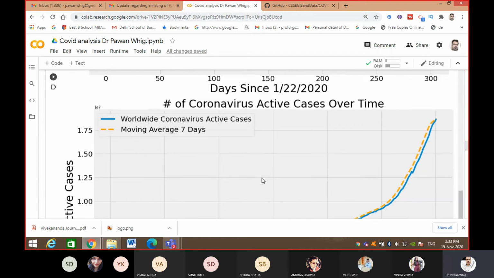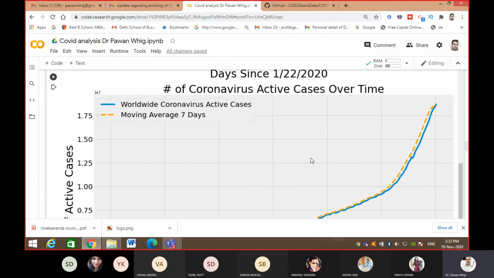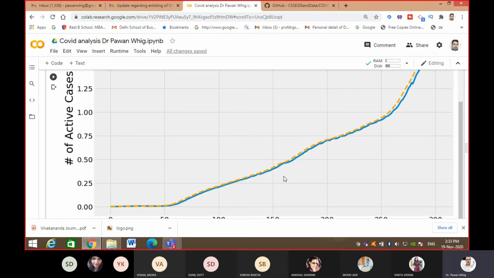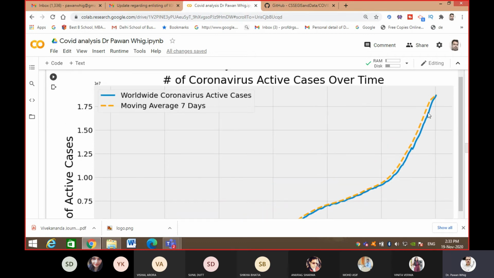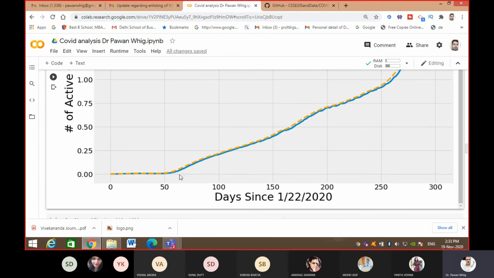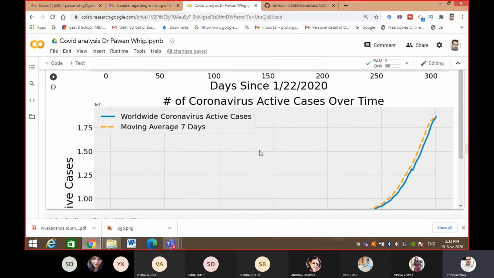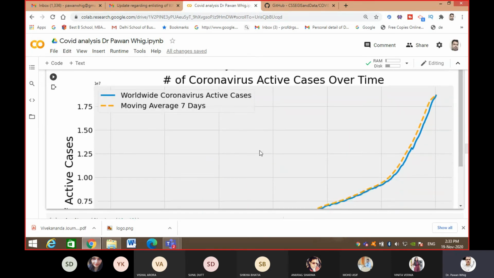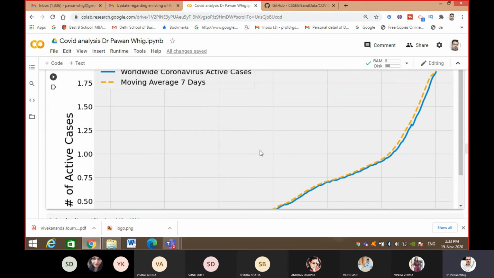In the same way, this is the active cases over time. See, active cases go on increasing rapidly, and it increases so rapidly because in the month of November there are so many festivals, and the people become careless. We may say this is the time period when the lockdown is there. So you can see it for the world, but you can see it for India also. We will cover it later.